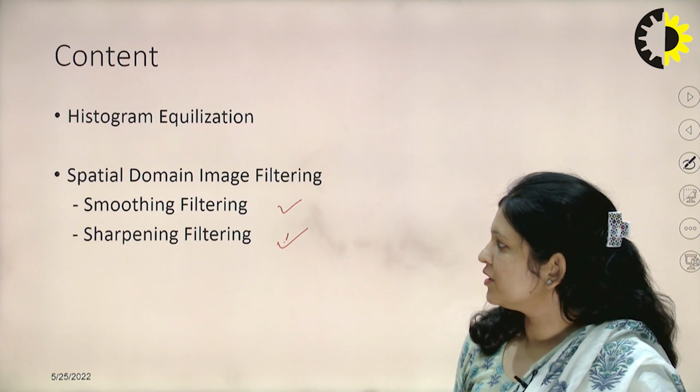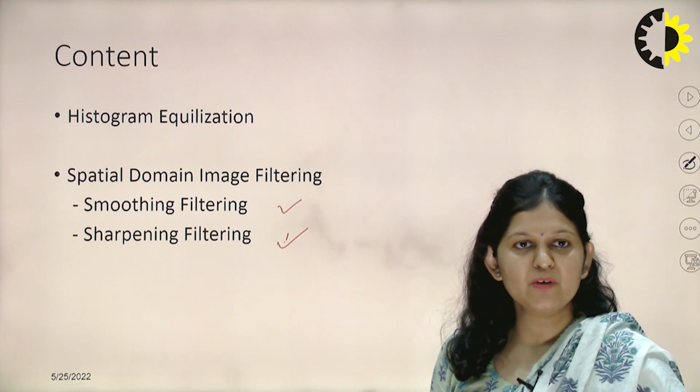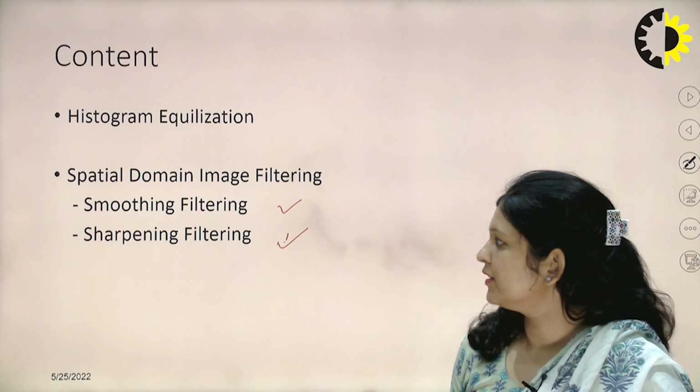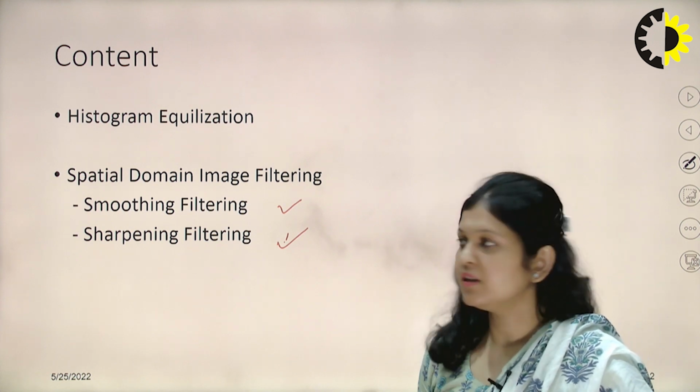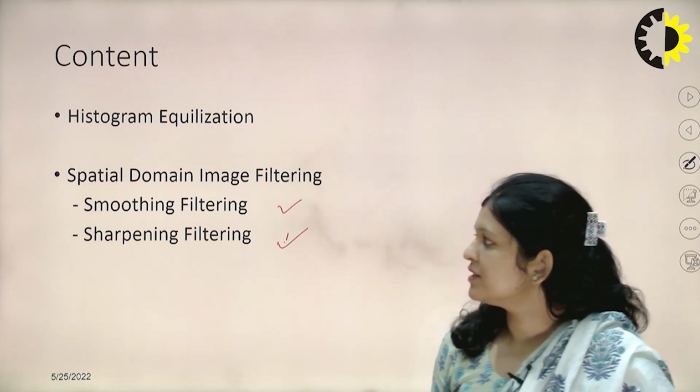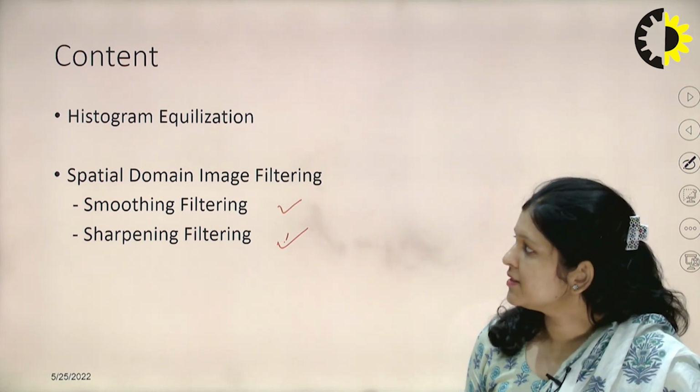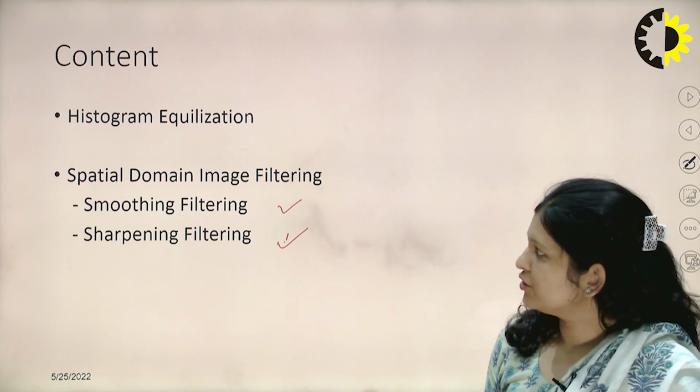We have seen in intensity enhancement that we do the enhancement in two domains, the spatial domain and the frequency domain. In this particular lecture, we will see the spatial domain. So let's first start with histogram equalization.